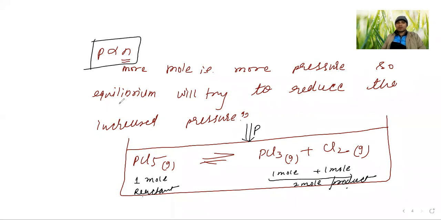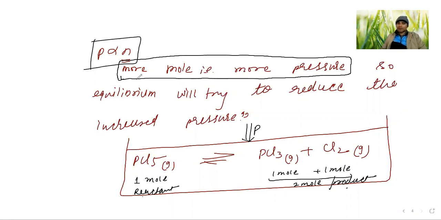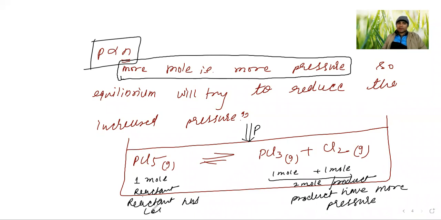Sir, the product side pressure is more. Because over there are 2 moles, over here 1 mole. So the product has more pressure, and the reactant has less pressure. So what will happen?